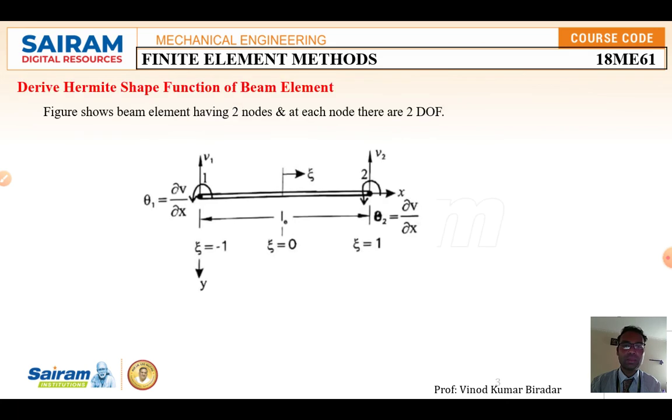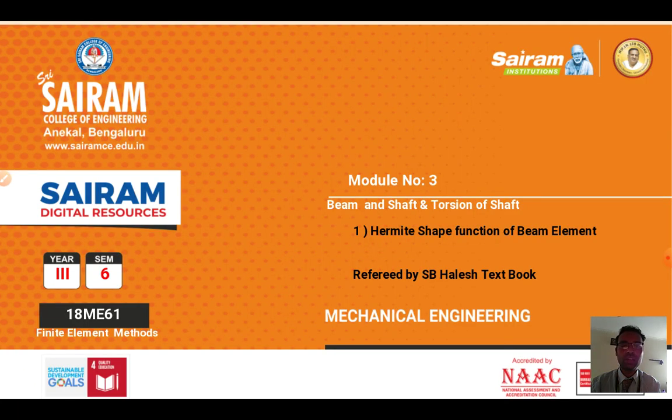In the examination they may ask you a direct 12 mark question: derive an expression for the Hermite shape function for the given beam element. I hope you understand this derivation. Unless you practice, you cannot solve. You have to practice 2 or 3 times until you become perfect.